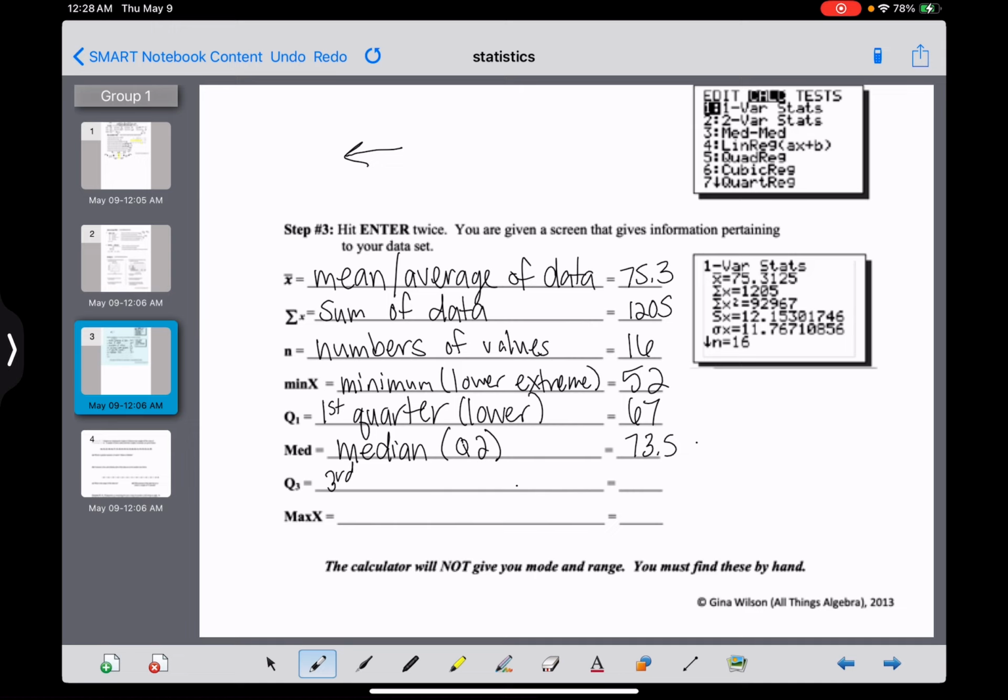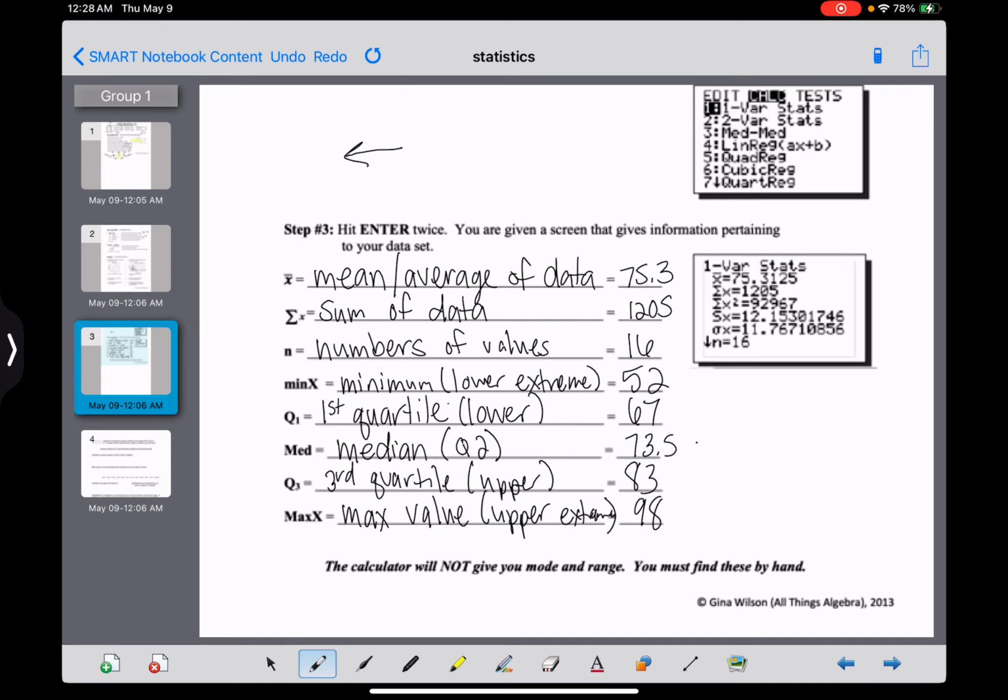Q3 is your third, I don't know why I wrote quarter up there. Quartile. Sorry about that, you stop making videos at 12:30 at night. Upper. Okay, and that is 83. And then this is your maximum, your last value, that's 98. Please note that this is not going to give you your mode. It's not going to tell you the one that's the most frequent. You need to be able to look at that and figure it out yourself.